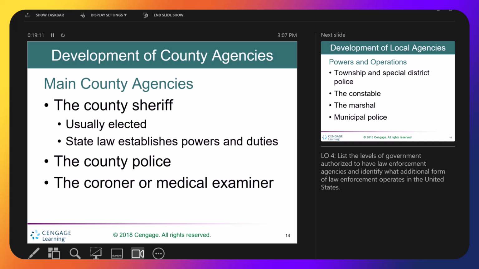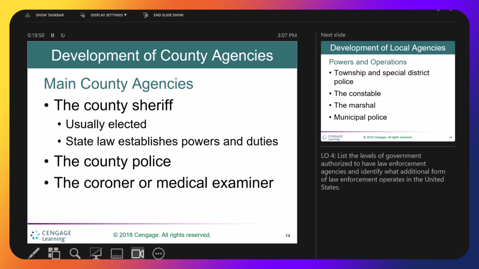Main county agencies: the county sheriff, usually elected. State law establishes powers and duties. When you look at the sheriff, remember I told you the origin, it was sheriff that came back from England back in the day. Those are people who are elected. They serve a term and then they go up for re-election. So they're voted in by the people. A lot of times when you find people who are anti-government and don't recognize the government, the only law enforcement officer they will recognize is the sheriff, because the sheriff was voted in, not somebody that was hired and put in by bureaucrats.